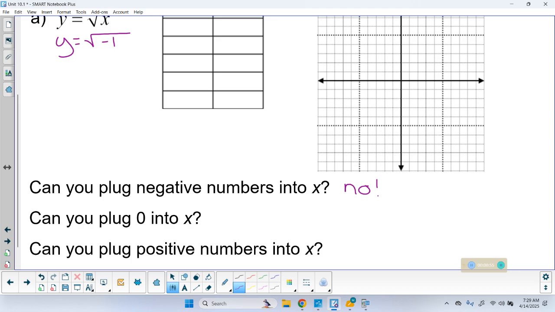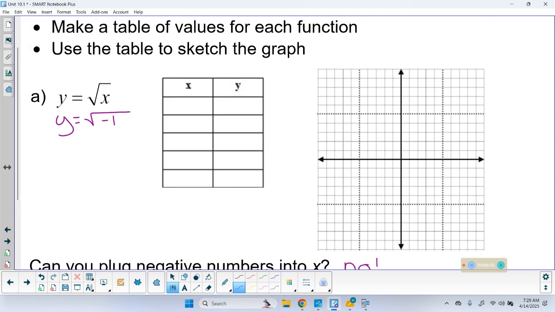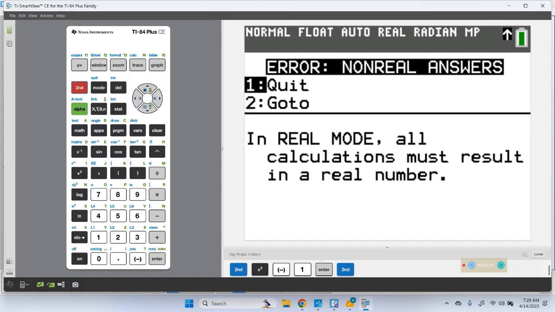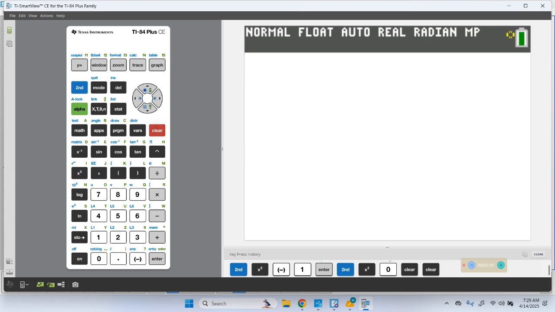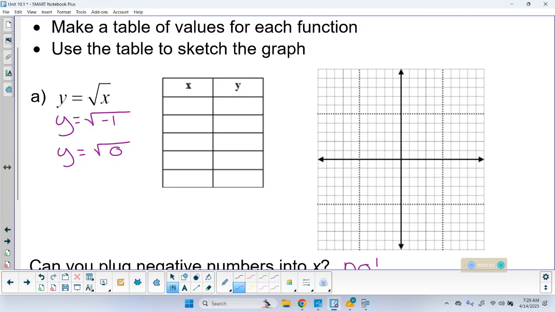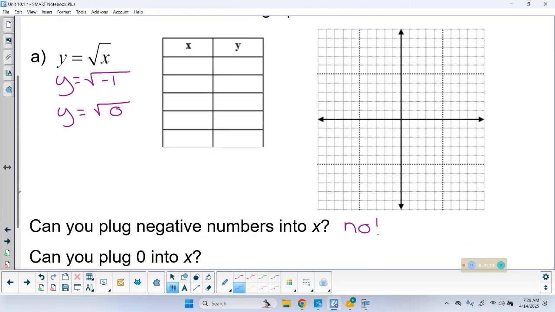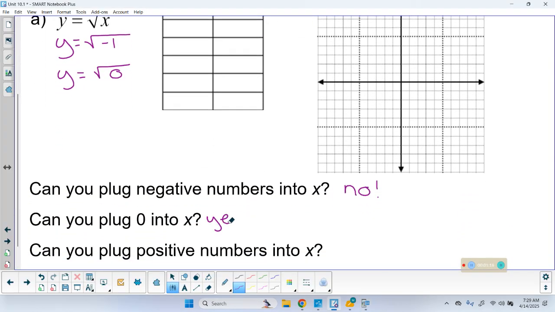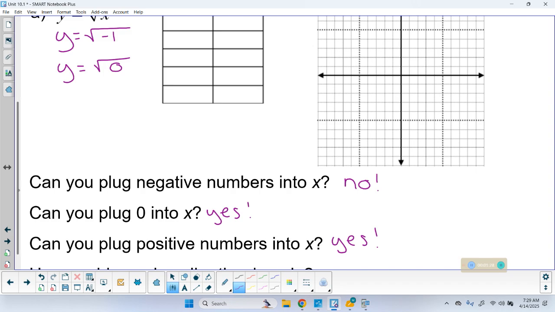Can you plug 0 into x? So again, if I plug in 0, y equals the square root of 0. If we go to our calculator, let me clear this, hold on. Okay, square root of 0. We can see that it does work. So yes, we can plug in 0. Then can you plug in a positive number? Well, if we can plug in 0, you can plug in any positive number. So the answer is, of course, yes as well.